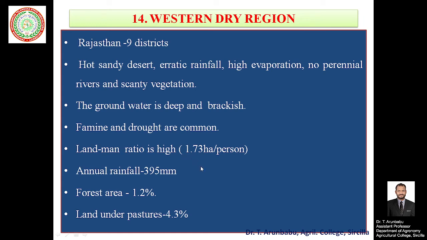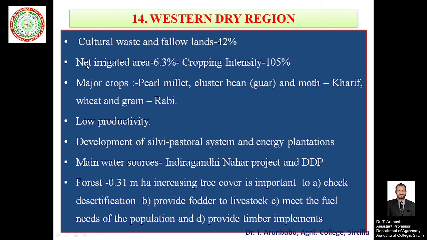Land-man ratio is very high, that is 1.73 hectare per person, and annual rainfall is 395 millimeter. Forest area is 1.2 percentage. Land under pasture is 4.3 percentage. And cultural waste and fallow lands are 42 percentage. Net irrigated area is 6.3 percentage, and the cropping intensity is only 105 percentage.